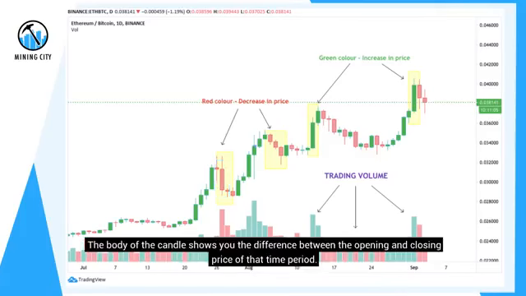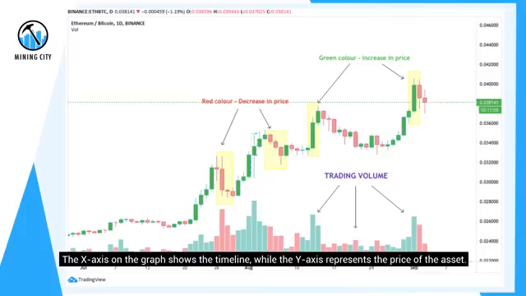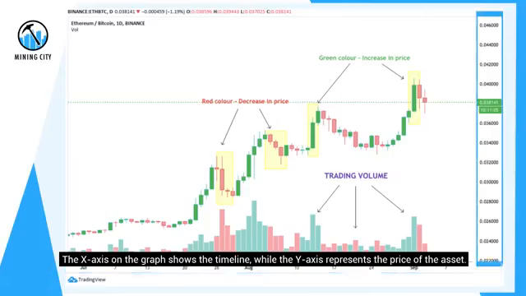The body of the candle shows you the difference between the opening and closing price of that time period, while the shadows at each end show you the highest or lowest point the price has gone over the course of that period. The x-axis on the graph shows the timeline, while the y-axis over here represents the price of the asset.